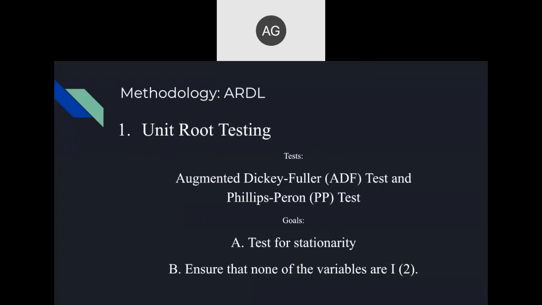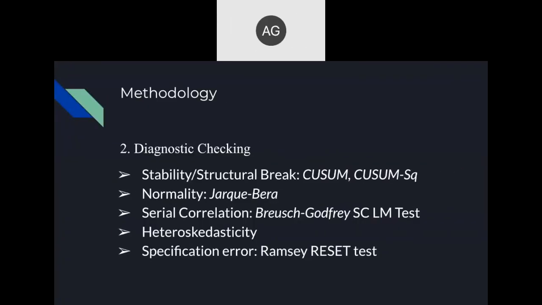Before we proceed with the ARDL method, we begin by doing the unit root testing. The typical unit root tests that are used are the augmented Dickey-Fuller (ADF) and the Phillips-Perron (PP) test. So we utilize a series of diagnostic tests to ensure the model is free from structural breaks in the data. Then we test the residual for non-normality, serial correlation and heteroscedasticity. Lastly, we also do a specification error test using the Ramsey RESET test.